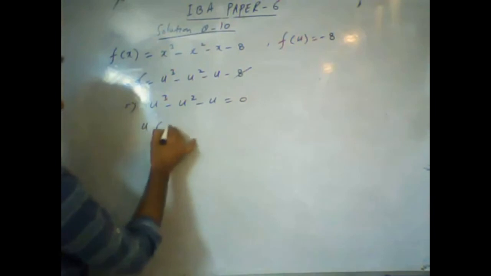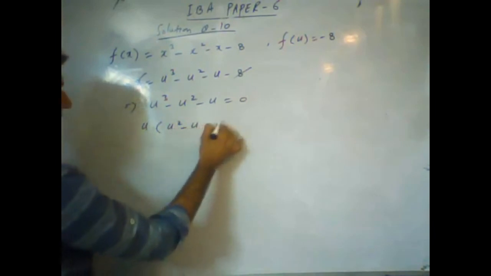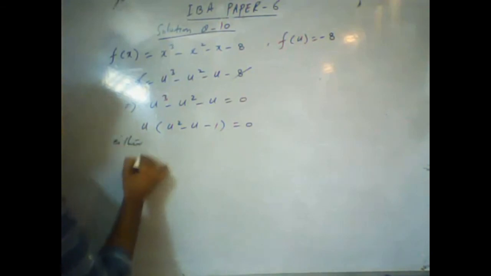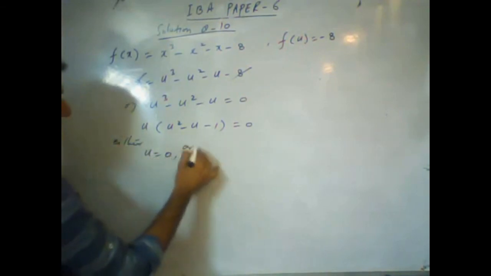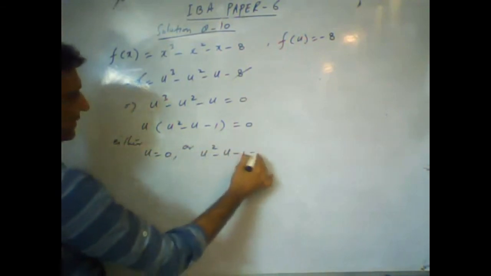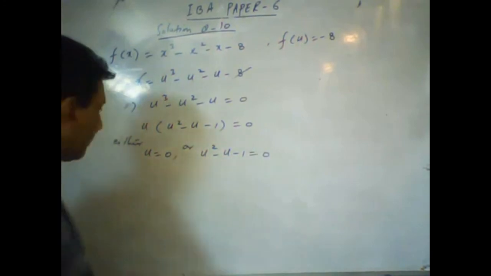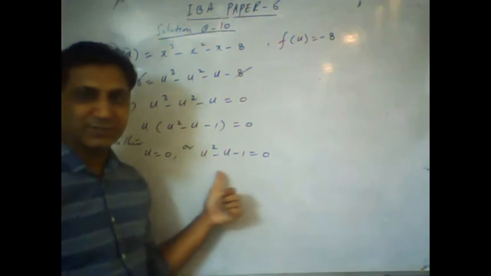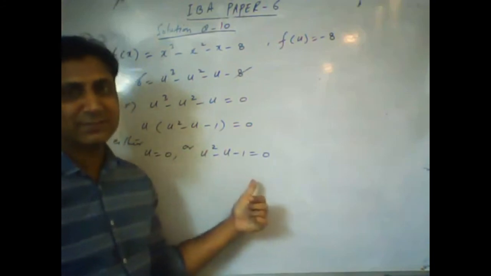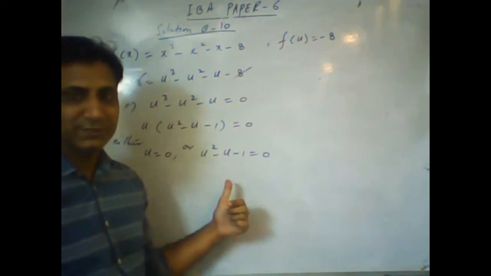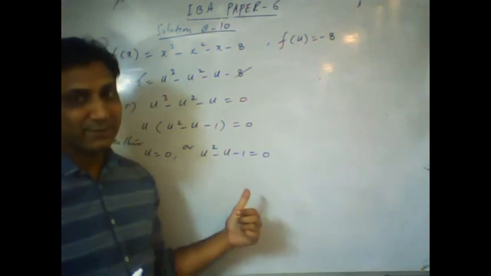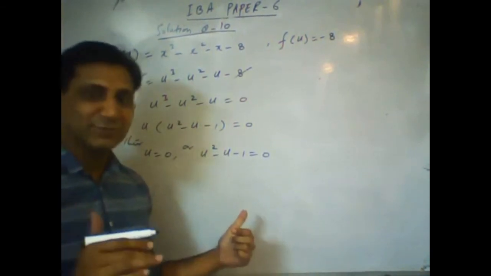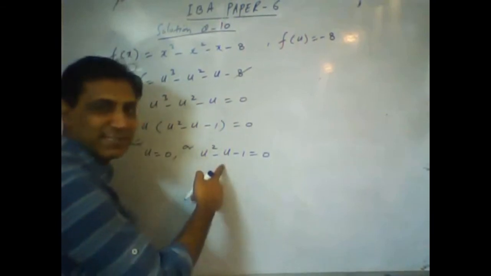Take out u. Square minus u minus 1 is equal to 0. Either u is equal to 0 or u square minus u minus 1 is equal to 0. Now this is one solution and this is a quadratic equation. So every quadratic equation has two solutions. Now that can be real or complex both. So we have to find out how many real solutions there are.